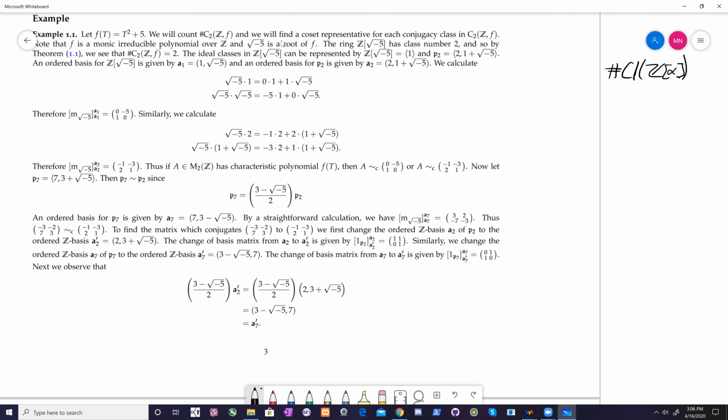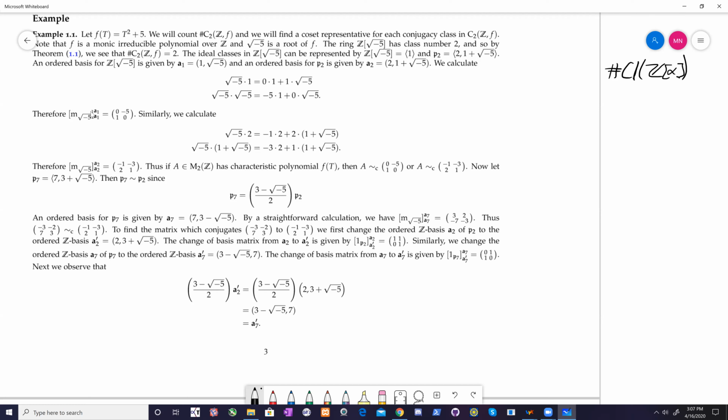P2 and 1 represent different ideal classes in Z[square root negative 5]. So therefore, these matrices, the matrix of multiplication by square root negative 5 with respect to A1 and with respect to A2, are going to represent different conjugacy classes of matrices over the integers with characteristic polynomial F.